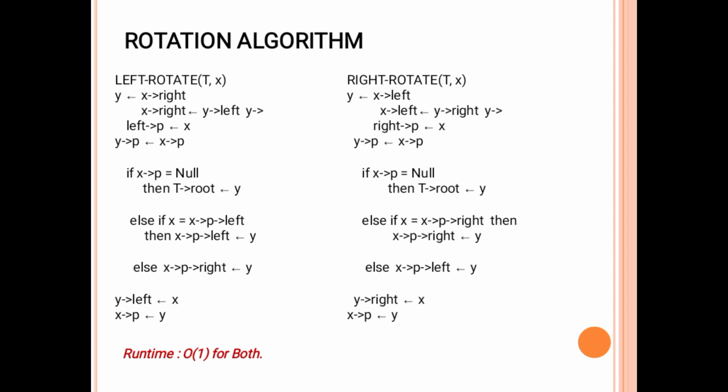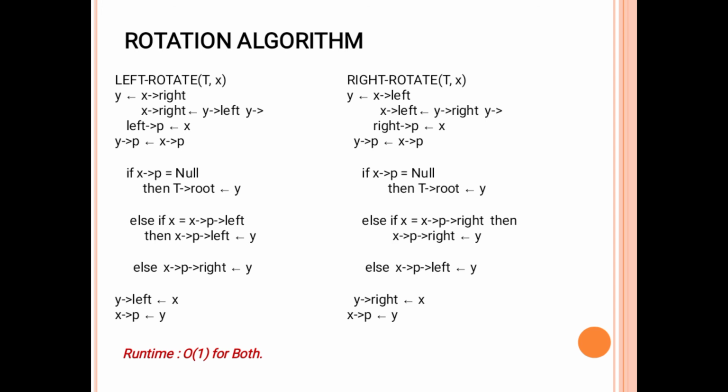Here y equals x's right. We take x's right side, and its name is y. Then y's left we have to take into x's right. We have to exchange the children.